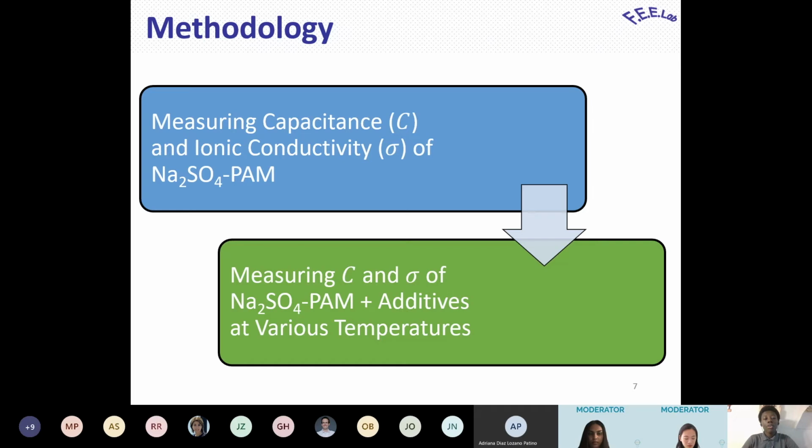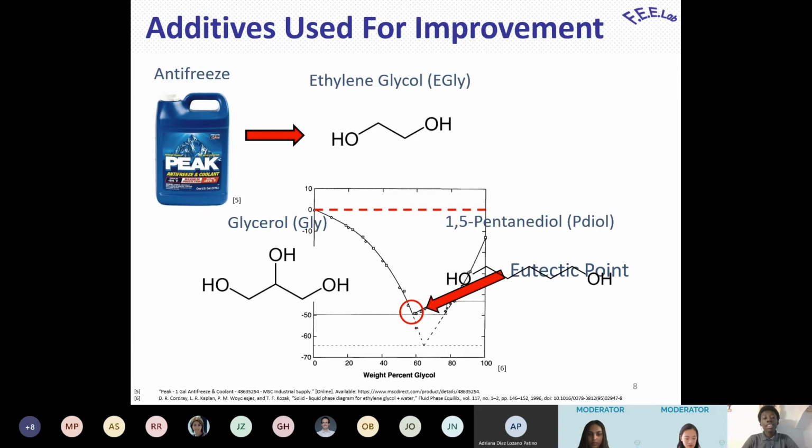But before going over those results, I'd like to explain why we use the additives. The idea behind using them was to lower the freezing point of the electrolyte. Because of that, the additives that we used are chemical compounds that are found in products like antifreeze, which is a product that lowers the freezing point of water-based liquids. One of the chemical compounds found in antifreeze is ethylene glycol, and the way it works can be understood by looking at its phase diagram with water.